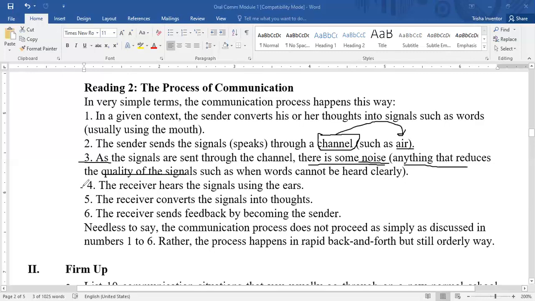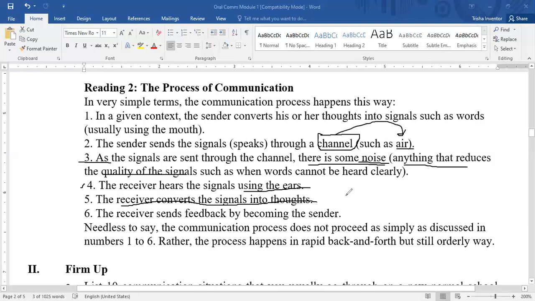And for number 4, the receiver hears the signals using the ears. Of course, right now, in this video, you will be able to learn using your ears. While watching this video, you have already received my message using your ears, and that message in your ears, you are to convert into your thoughts.